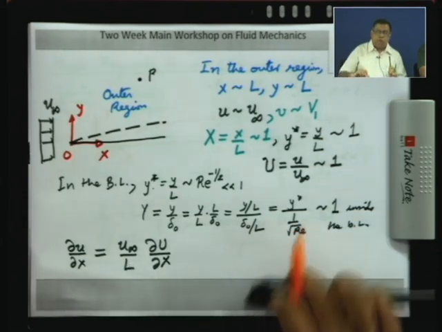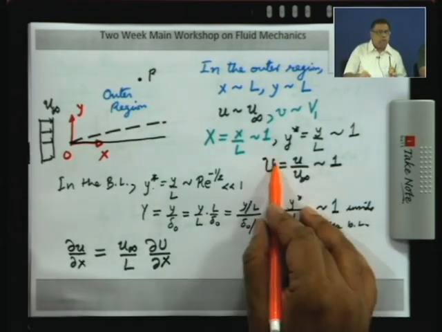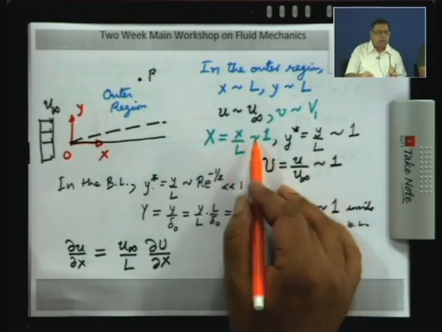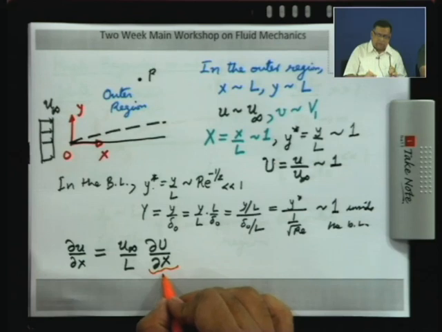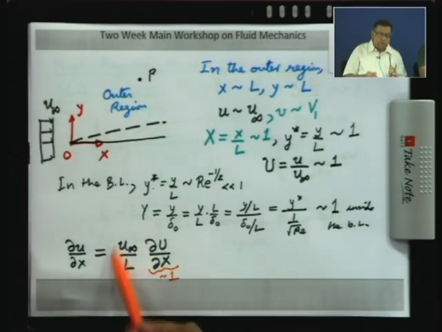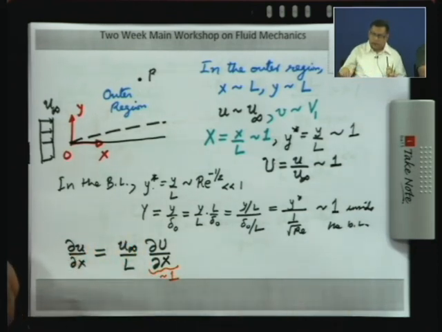Now, we are going to assume that because this capital U is an order 1 function and capital X is an order 1 function, this quantity del of capital U del of capital X is order 1. So, that means this quantity u infinity by L gives you the order of magnitude of del u del x.